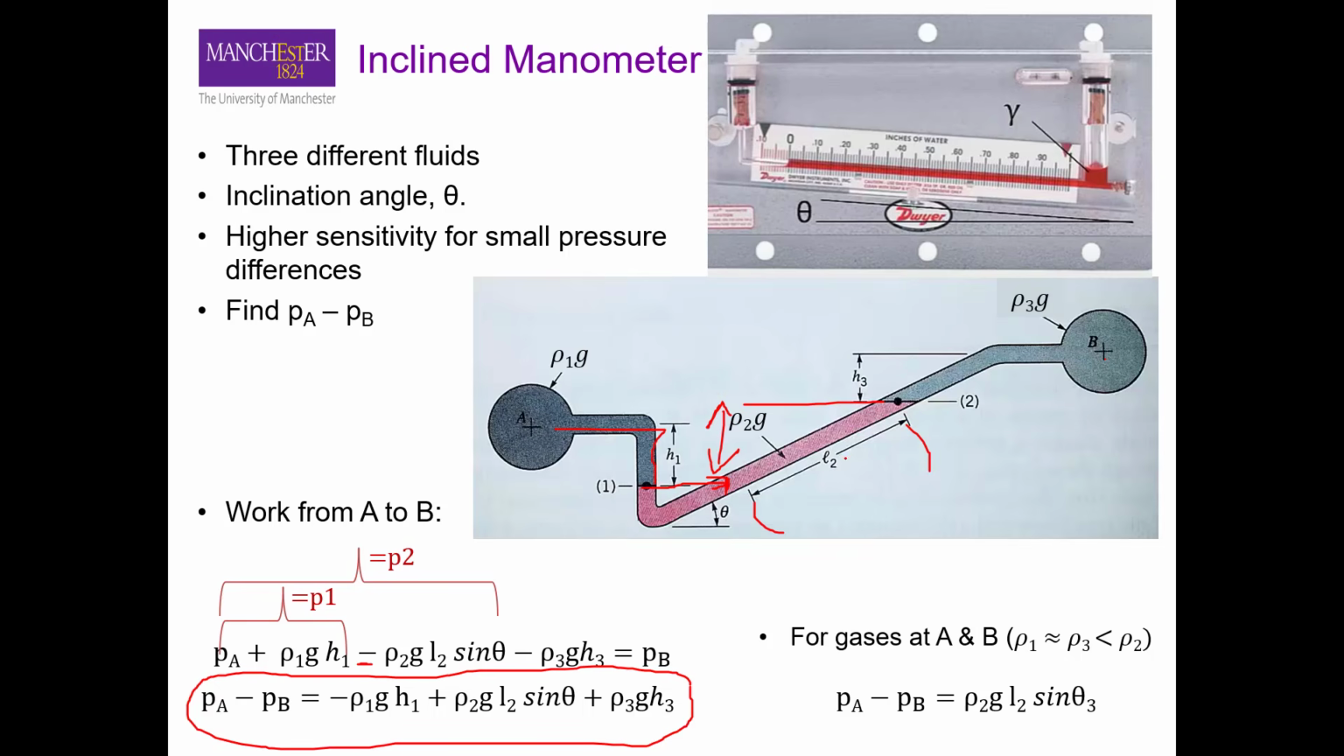So for the case of gases, this equation will simplify as PA minus PB equals rho 2 g L2 sine theta. Okay, so this is the equation that you will use. Sorry, there is no 3 here. So this is the equation that you will use to measure the pressure difference between 2 points.